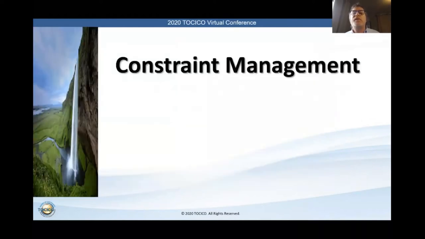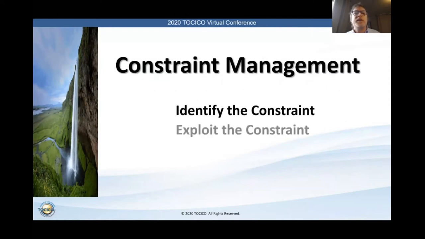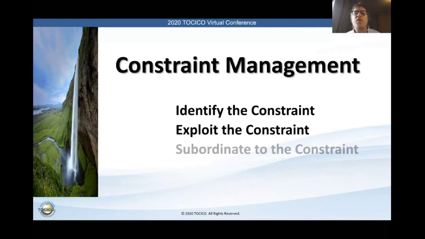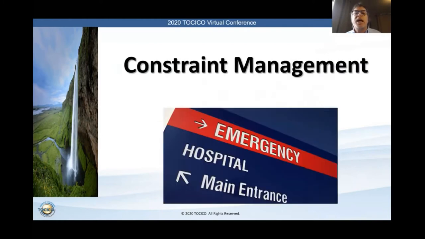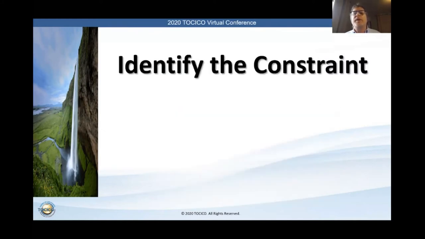So let's restate the five focusing steps in terms of a constraint rather than a bottleneck. Identify the constraint, exploit the constraint, subordinate to the constraint, elevate the constraint, and return to step one. And to illustrate how we might use constraint management to improve inpatient flow, let's look at the ED as an example. In the emergency department, the ED physician is the constraint.